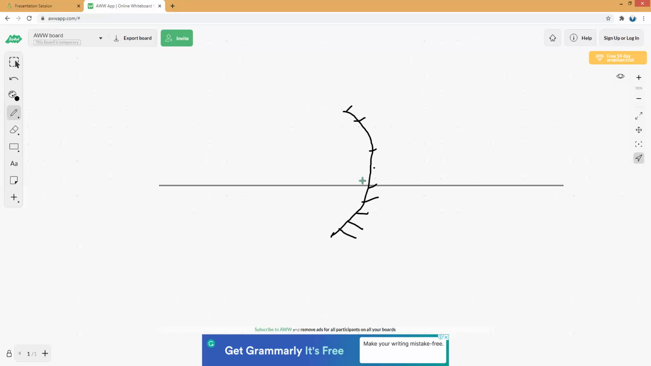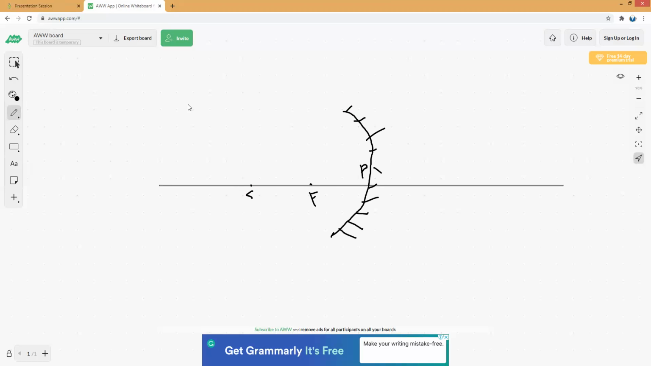So if this is the concave mirror, this is the mirror. We'll mark all the points in the beginning. This is the pole, this is our focus, and this is our center of curvature. The distance between CF and FP should always be the same. Just keep that in mind.